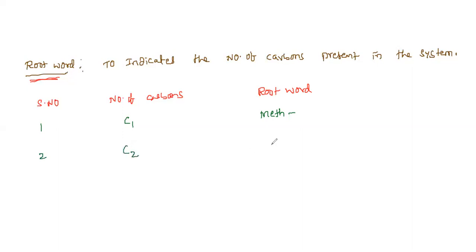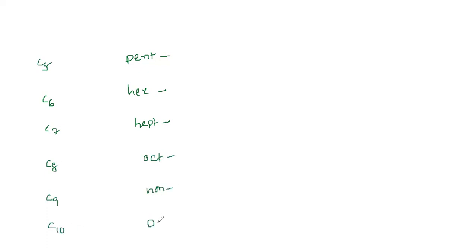Then if two carbons are there, that is eth. If three carbons are there, that is prop. If four carbons are there, that is but. Then if five carbons are there, that is penta. Then six carbons, hex. Seven, that is hepta. Don't write septa. Eight, octa. Nine, non. Ten, that is dec. If it is 11 carbons, undec. If it is 12 carbons, dodec. It shows 12 carbons.